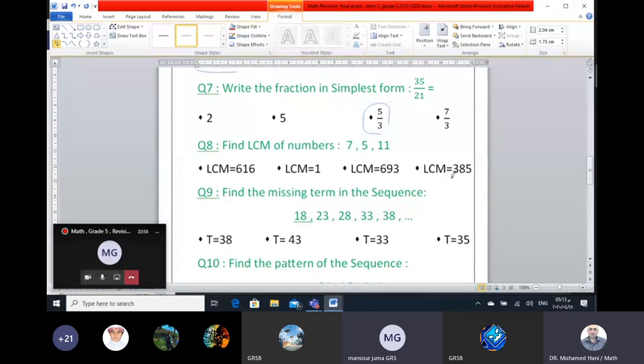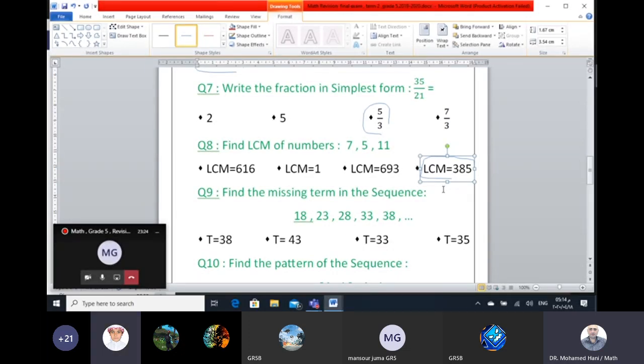Listen, please. The right answer is 385. Why? Because, as you know, for LCM we use the common factors and non-common factors. Here, there is no common factor between 7 and 5 and 11. So take the non-common factors, meaning take 7 and 5 and 11, then multiply. 7 multiplied by 5 is 35. 35 times 11 is 385. So this is the right answer, not 1.